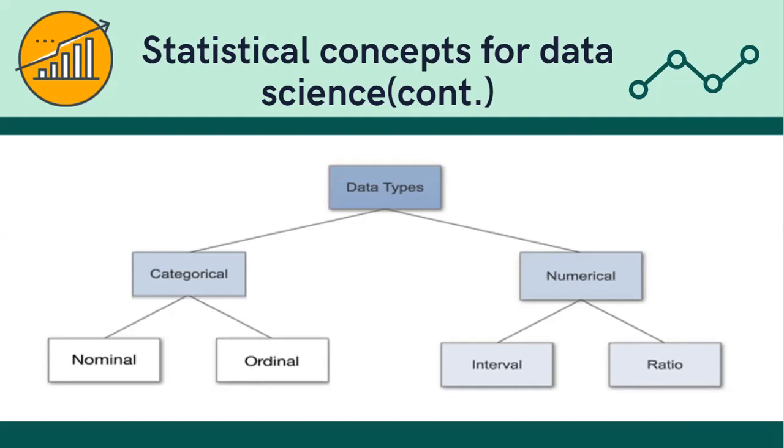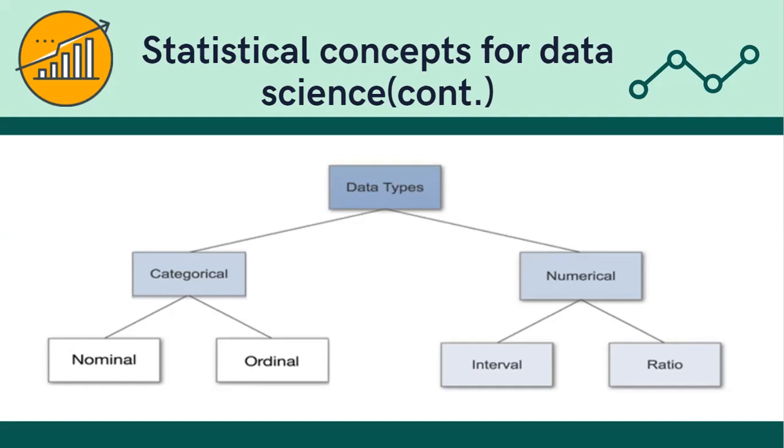But unlike nominal, in an ordinal categorical variable, you have categories which can be arranged according to order. For example, the categories of education: school, then college, then graduation, then post graduation, then PhD. You can order them from low to high. For example, school will be at the bottom as it is the lowest qualification, then graduation, then post graduation, and then PhD. So that is an example of an ordinal categorical variable.